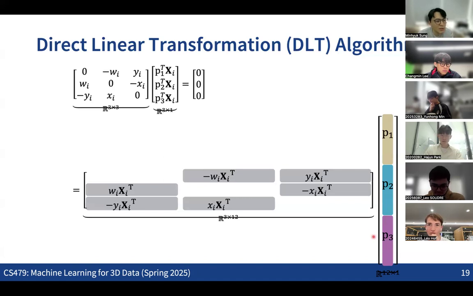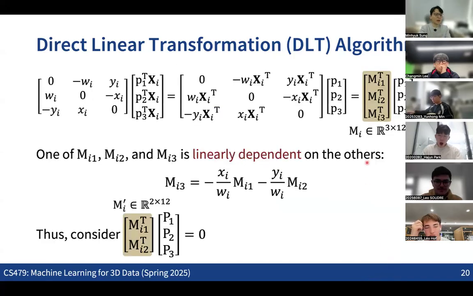So now what we can see is that we are obtaining a homogeneous linear system, which has the form of M times p equals 0, right? So we have one matrix, and this becomes the variable. So it becomes the form of A times x equals 0, right? So this is a homogeneous linear system with our 12-dimensional variable that we have, right?